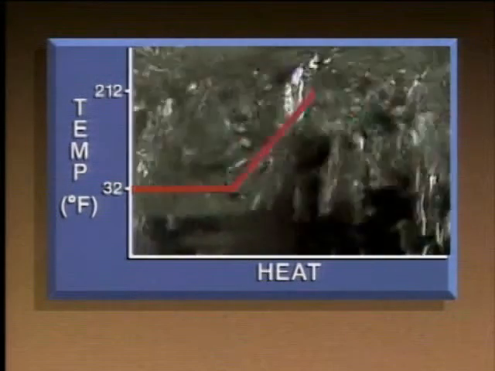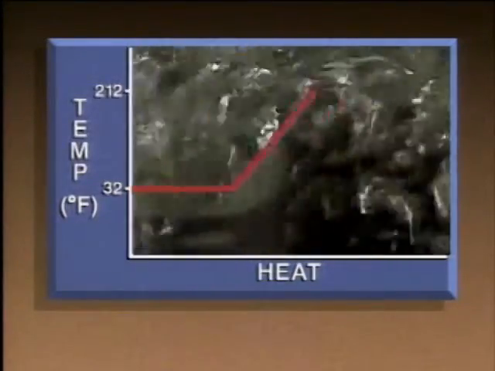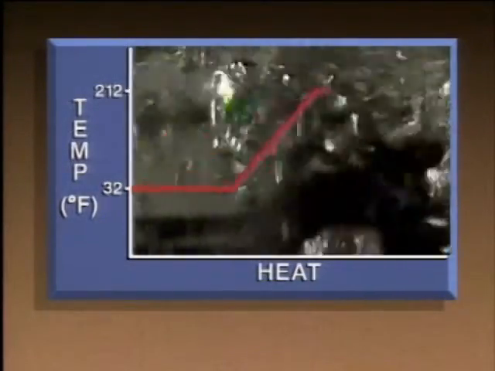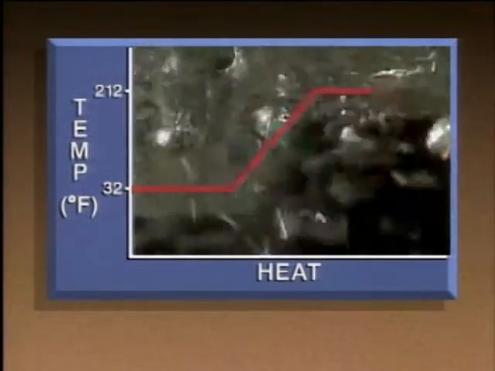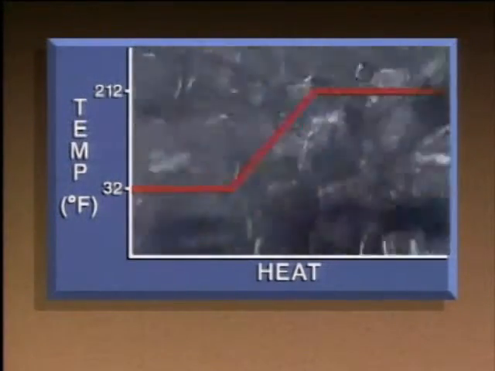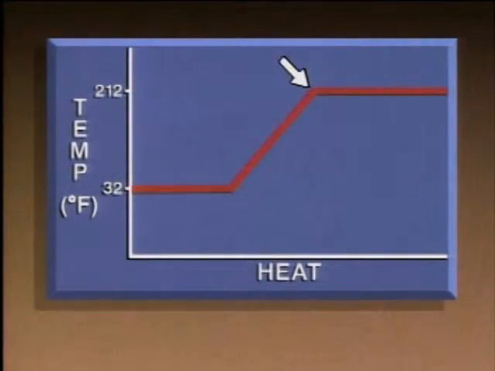At 212 degrees, the water boils into steam, but the temperature stays the same. The water undergoes a phase change, but not a temperature change. At 212 degrees, the latent heat causes the molecules to move fast enough to overcome the molecular forces holding them together. When the molecules absorb enough latent heat, they leave the water as steam.